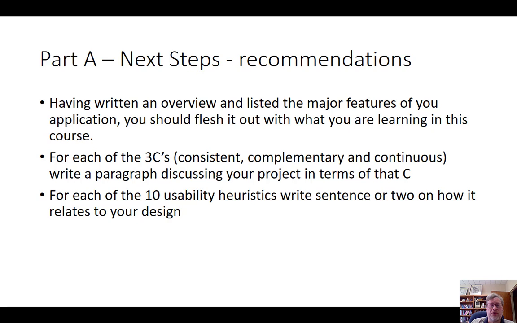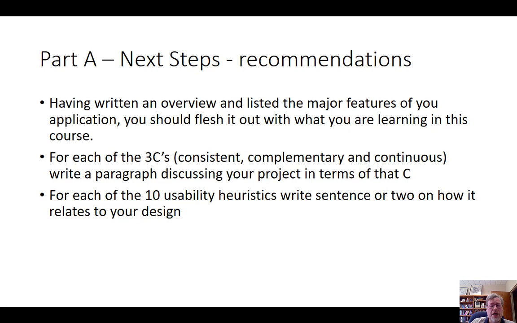Now, given that you've figured out some bullet points about what you want your system to do, what should you do next? Well, having written an overview and listed the major features of your application, we want to flesh it out with what you're learning this week in the course. So we want to use the 3 C's, and I would recommend for each of the 3 C's, you write a little paragraph that discusses your project in terms of the C. My project, to be consistent, is going to do this, this, and this. My project to be complementary is going to do this. My project to be continuous is going to do this. You're not going to have to build this whole thing. You're designing it, you're not building it. Don't worry about making it too involved.